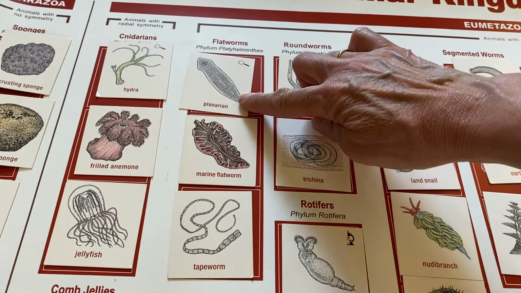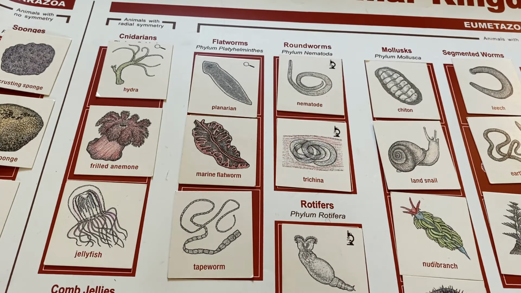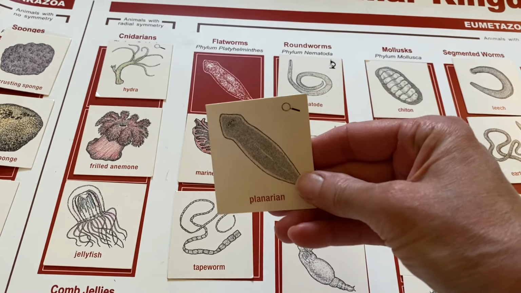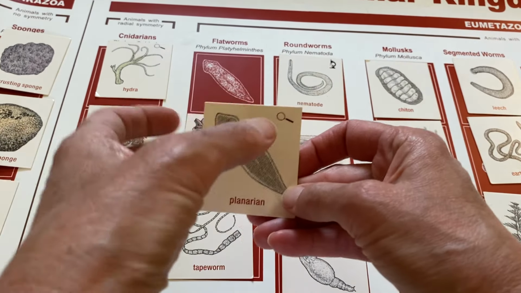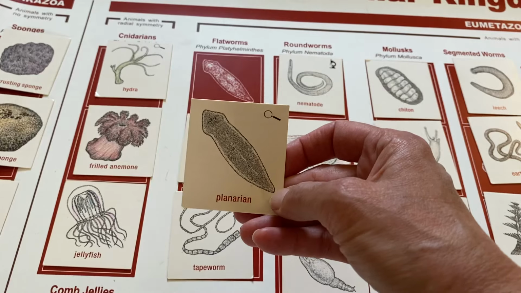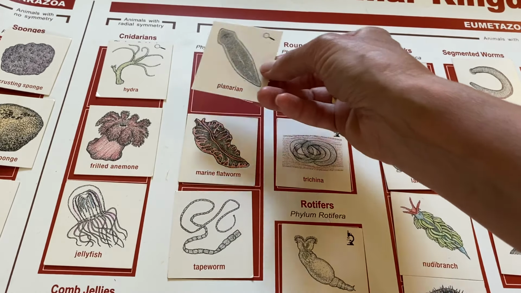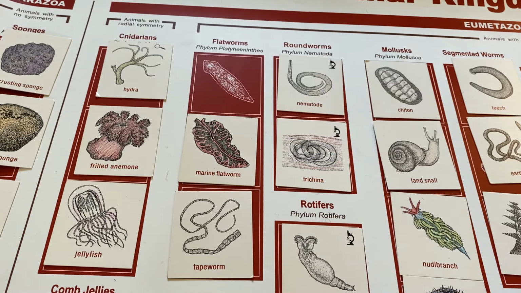The first one in the group is the planarian. Planarians are cool. You can see by looking at this that you can only see a planarian really with a really good magnifying glass or a microscope. But scientists like them because they have some really interesting characteristics. I'm going to read to you about them, and then I'm going to show you some more pictures.